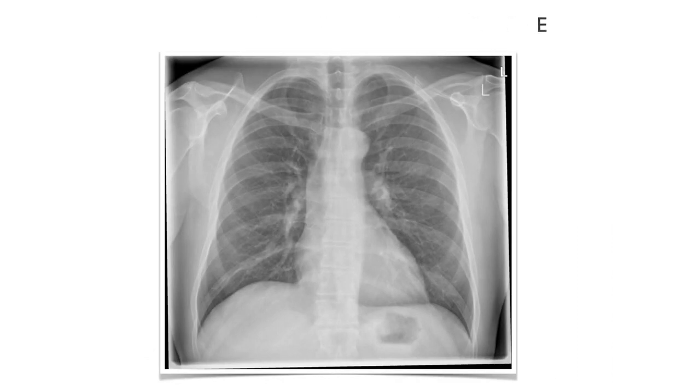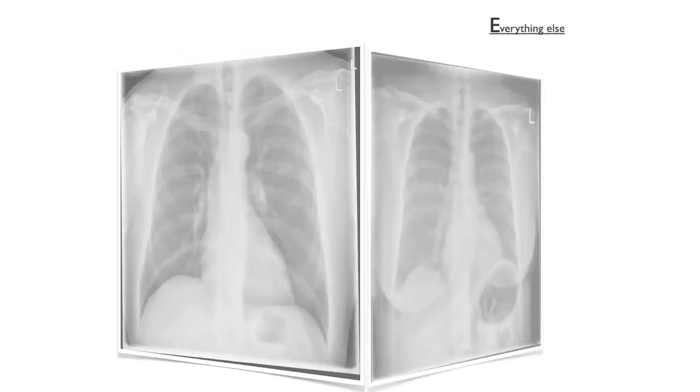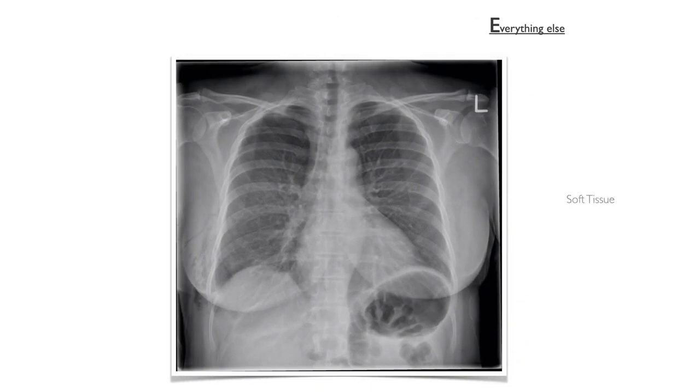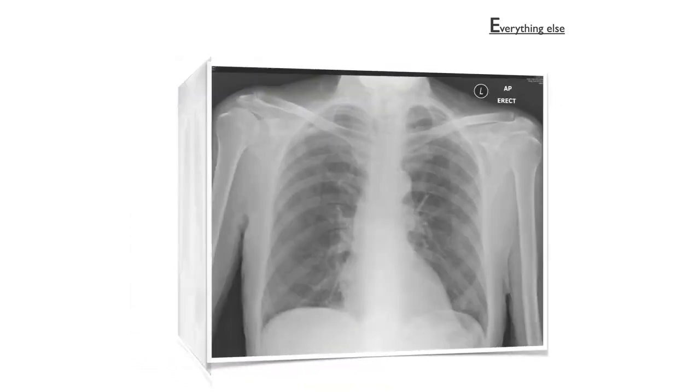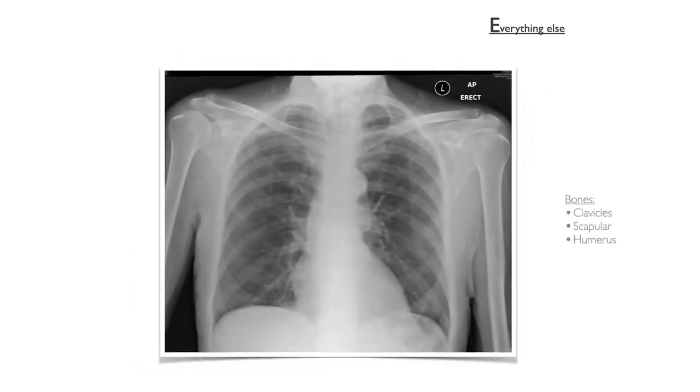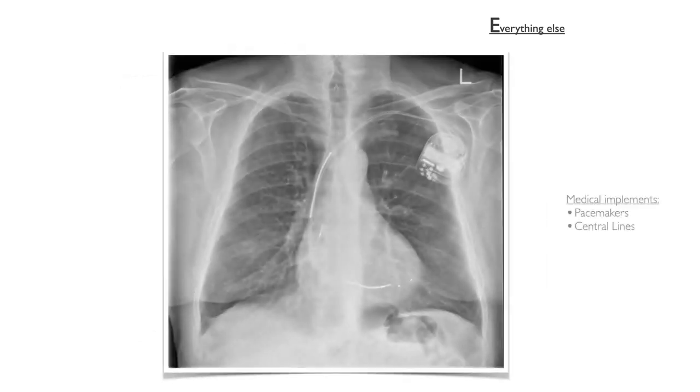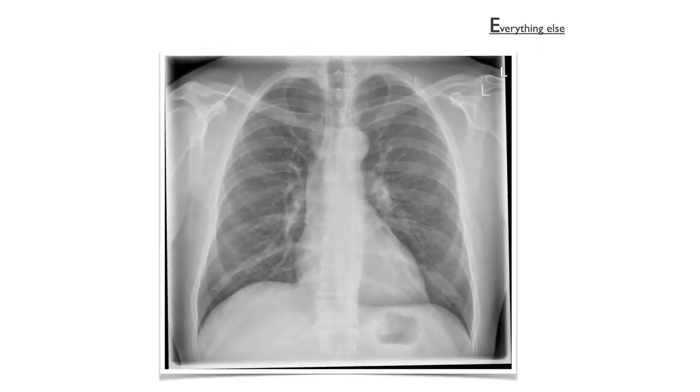Finally, we review everything else, starting with soft tissues. Look for swelling, surgical emphysema, and breast shadows. Next, look at the bones for any fractures or dislocations. Look at the clavicles, the scapula, and both humeruses. Trace the outline of each individual rib. And finally, look for medical implants such as pacemakers and central lines.